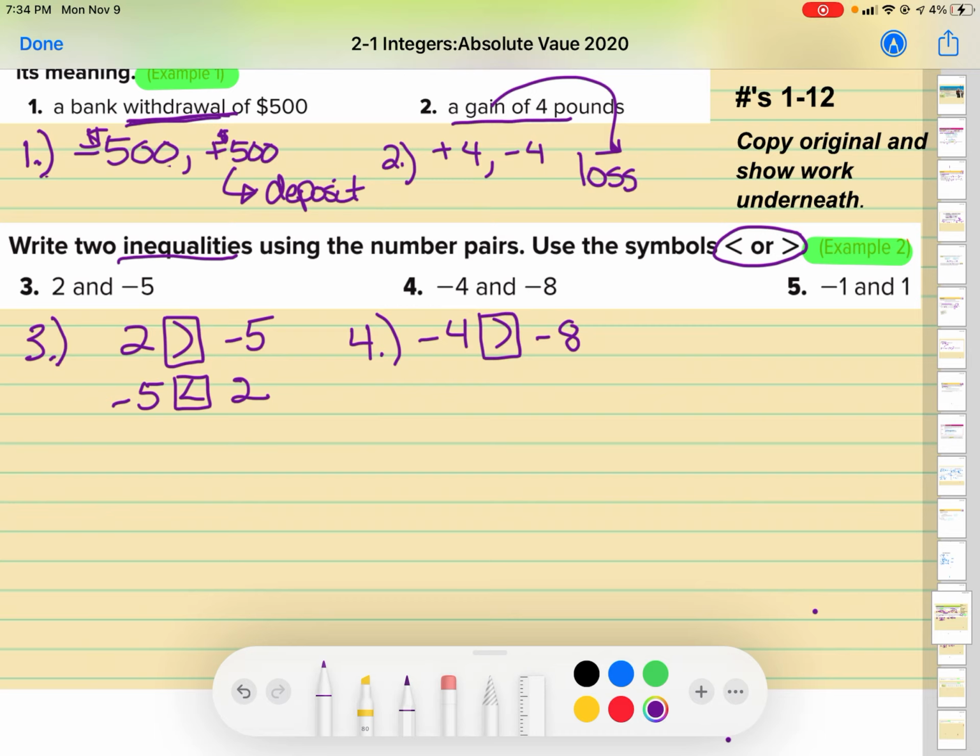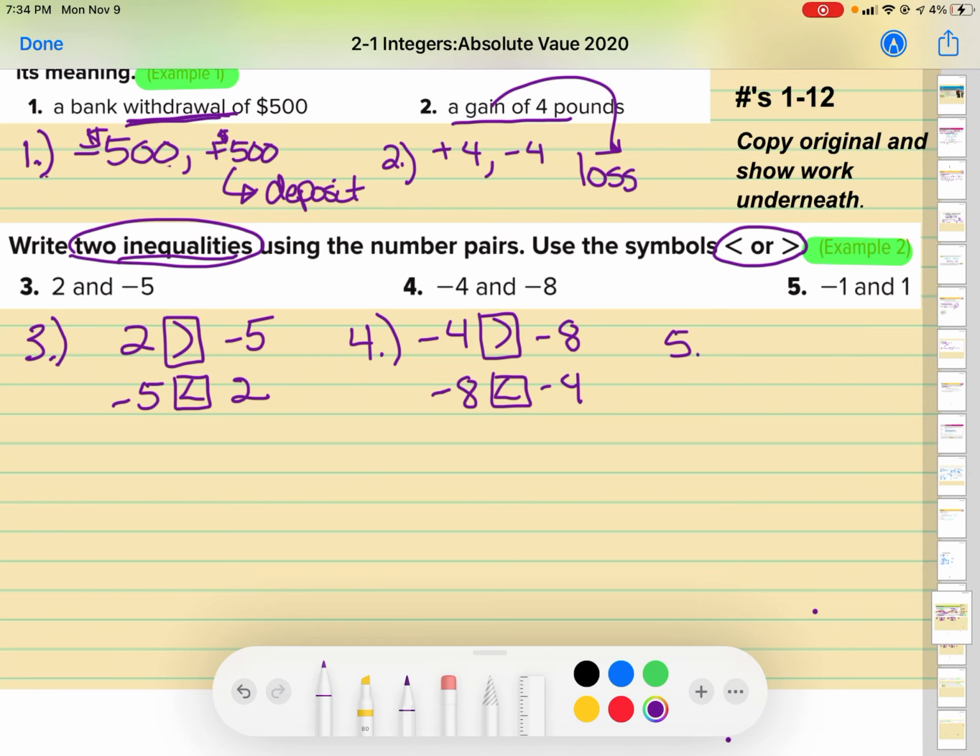And don't forget that second inequality. It said 2, biggest mistake a lot of people make, not reading those directions. So I flip-flop, negative 8 is less than negative 4.